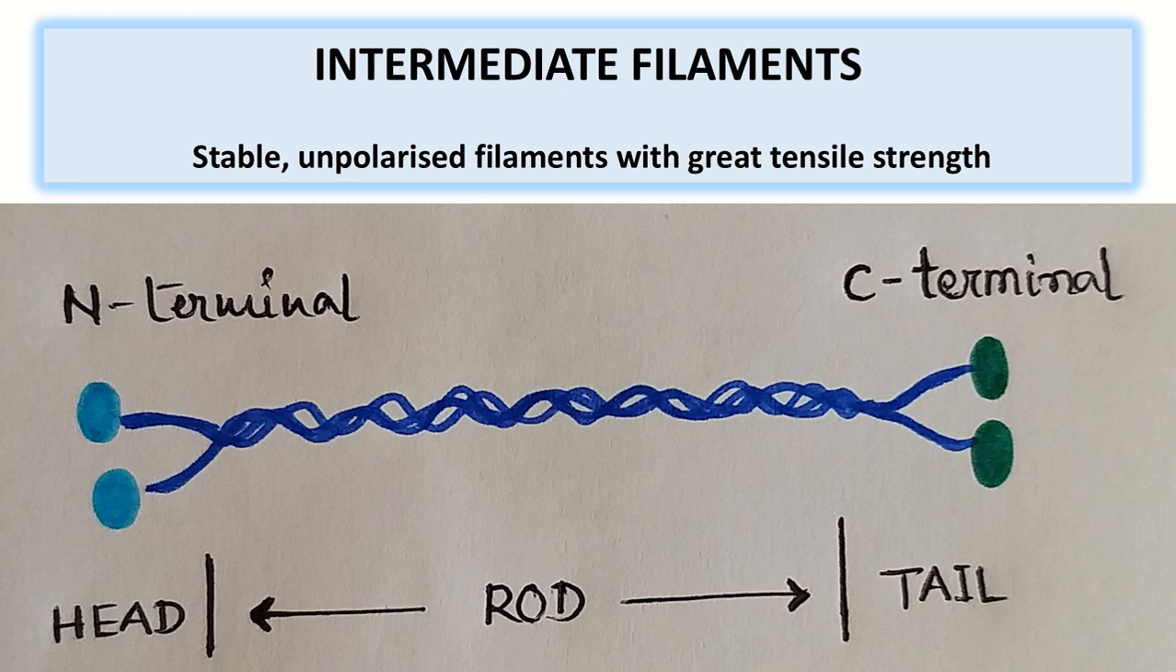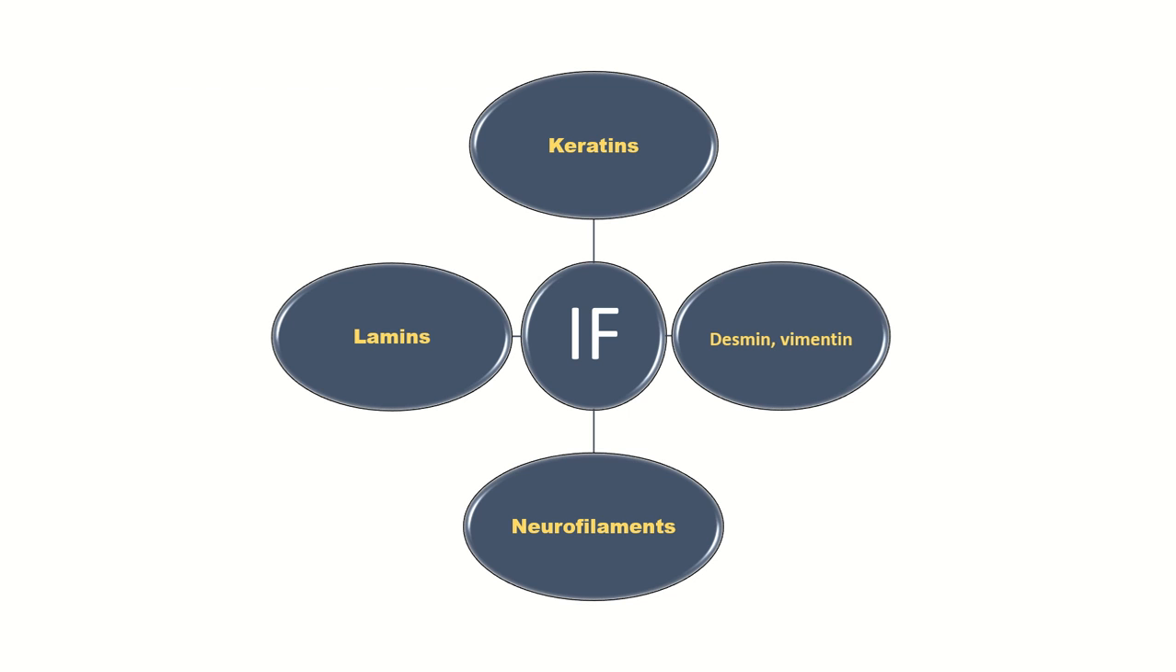Why do we call unpolarized? Here we see there is no plus end and minus end as we had seen in the previous case. Here we have an N-terminal region and a C-terminal region. The entire filament can be divided into three parts: the head, the coil region known as the rod, and the tail region. IF or intermediate filaments can be classified into four types: the keratins, the desmin and vimentin, neurofilaments, and lamins.